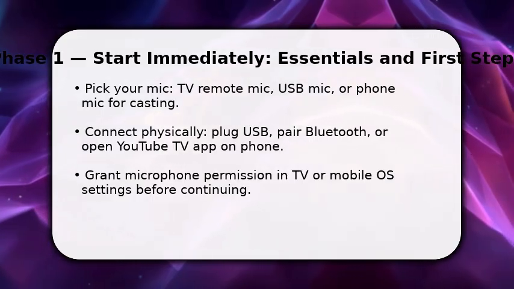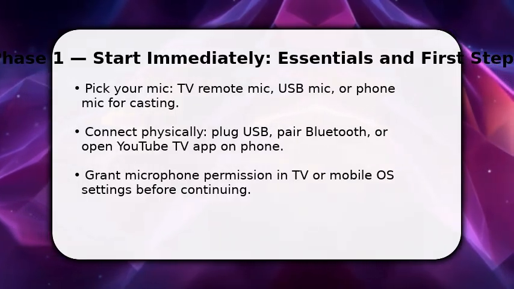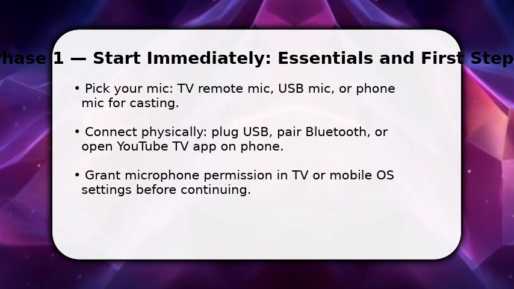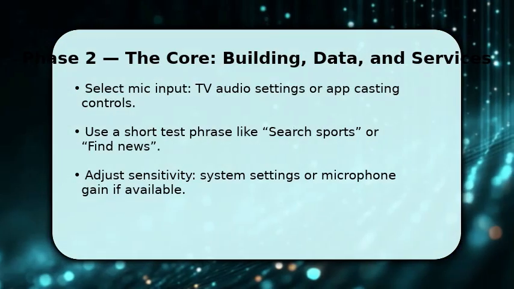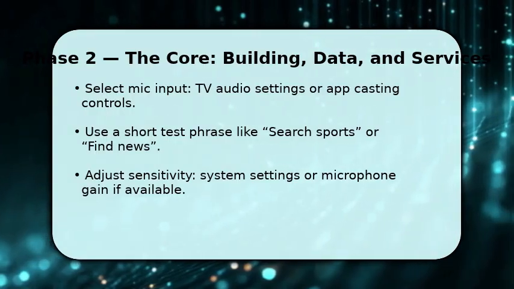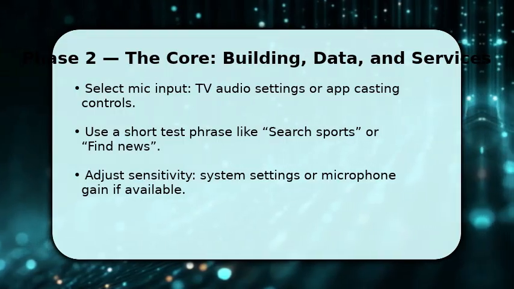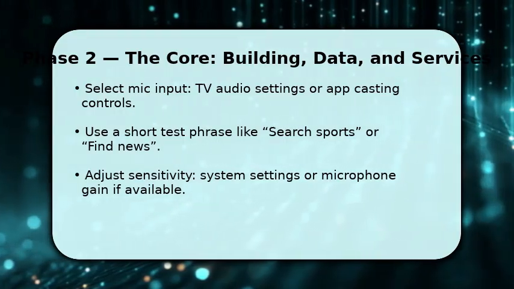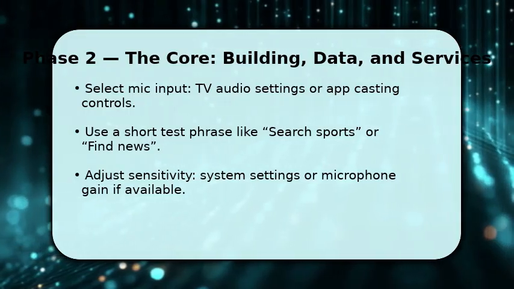Now that permissions are allowed and the mic is active, move on to selecting it as the input source and testing a quick voice command. Once done, select the microphone as the active input in the TV or app. On many smart TVs, you open settings, voice or input, and on mobile you pick the casting device and enable the phone mic. Then test with a clear, short command, say "search comedies" or "play CNN," to confirm recognition.